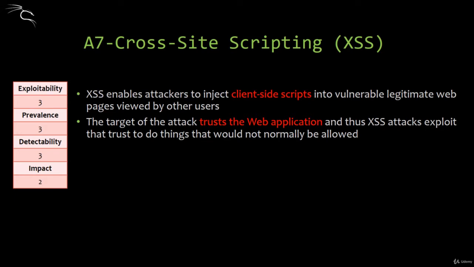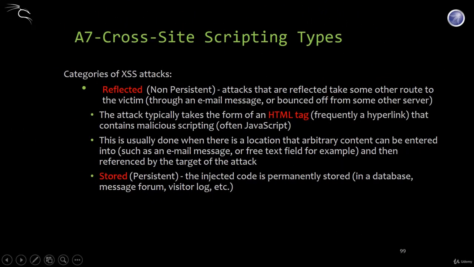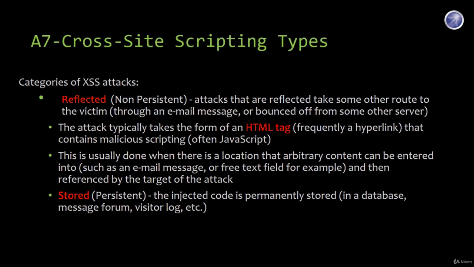So here the point is that the victim trusts the web application, which is a legitimate web application, but it's a vulnerable one, and the attacker will inject this malicious code in order to exploit this trust. We have two types, or mainly two types of cross-site scripting: reflected, which is known to be non-persistent, and stored, which is known to be persistent.